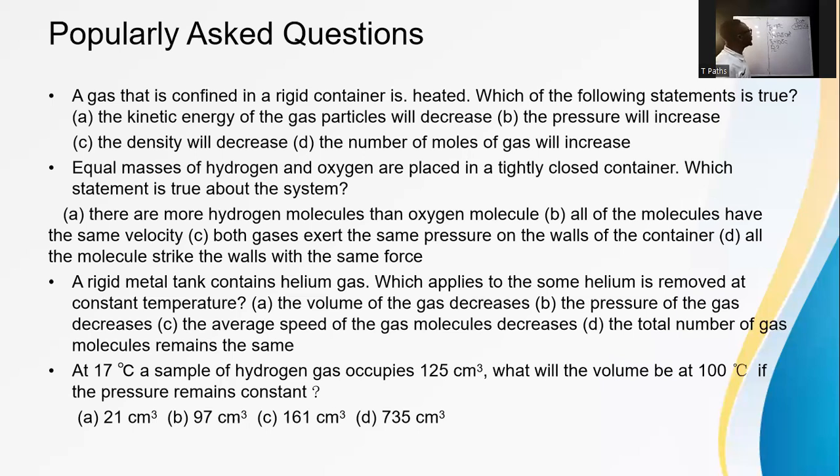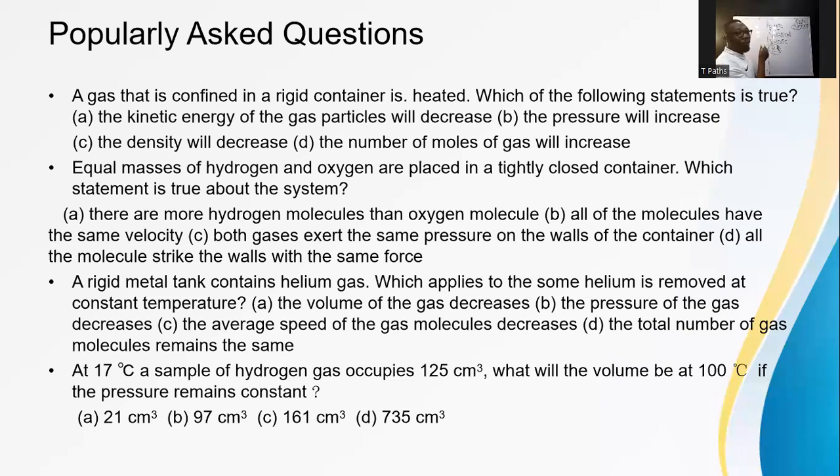Why is it Charles' law? Because the volume of the sample of gas is directly proportional to temperature, provided that pressure remains constant. So if pressure is constant, K constant, this is Charles' law. And this also tells us about Boyle's law. And what is Boyle's law? That the pressure of a sample of gas is inversely proportional to the volume of the gas, provided that temperature remains constant. So this is Charles' law.